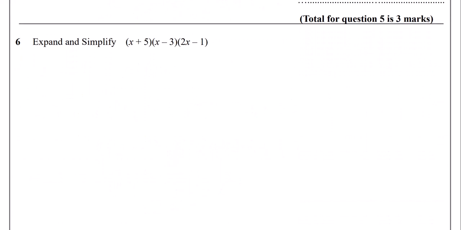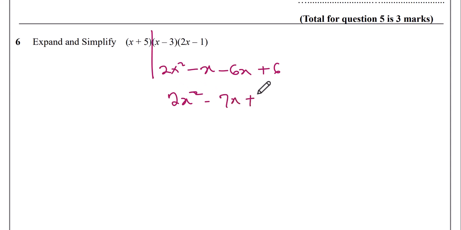And of course to the next one here, again expand this. x times 2x is 2x squared, and x times minus x is minus x, and minus 3 times 2x is minus 6x, and minus 3 times minus 1 is plus 6. Simplify this, you have 2x squared minus 7x plus 6, and bring this one down, which is just x plus 5.